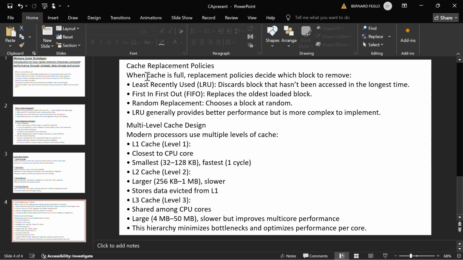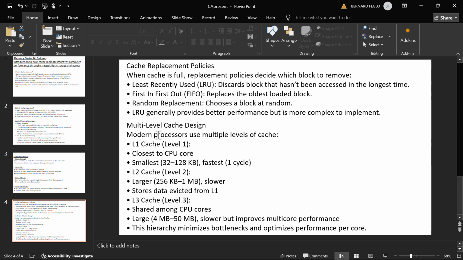And then the second one, we have first in, first out, which replaces the oldest loaded blocks. And then thirdly, we have the random replacement, which chooses a block at random. And then the least recently used, which is the LRU, generally provides better performance, but it is more complex to implement.